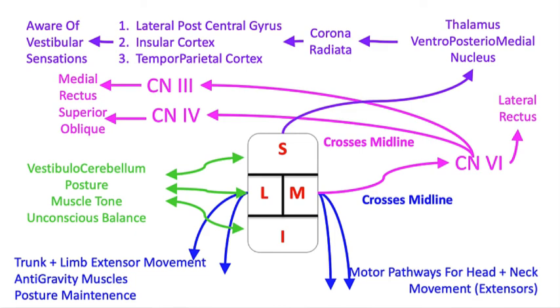And then in the purple we have the up-up, or the vestibular nuclei output to the thalamus. So it goes from the superior vestibular nucleus to the thalamus via the ventroposteromedial nucleus, then the corona radiata, and then the lateral postcentral gyrus, the insular cortex, and the temporoparietal cortex, that we then become consciously aware of vestibular sensations.